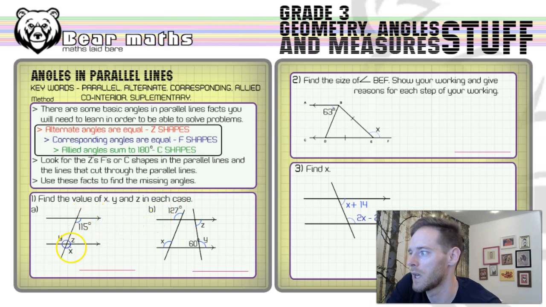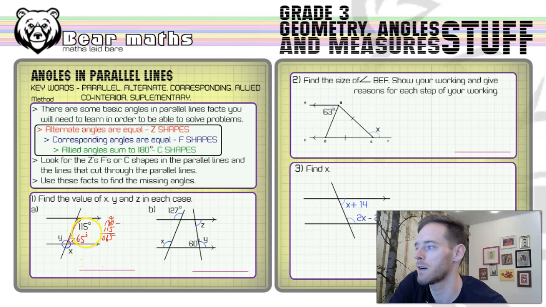Right, so A, we've got 115 degrees here. If we look at Z, let's just draw a shape there that collects Z with the parallel line, the line that cuts through it, and the other parallel line. Okay, we've got a C shape. If we've got a C shape, we know that that's allied angles. These two angles are allied. So if we're going to work out Z, Z is going to be equal to 180 minus 115. Okay, so we're going to do that calculation and we're going to get 65 degrees. So Z is 65 degrees.